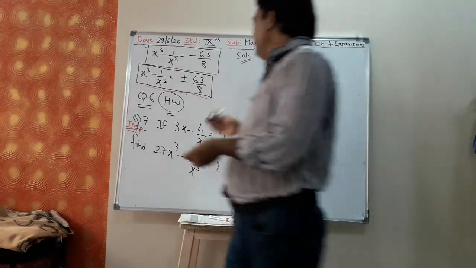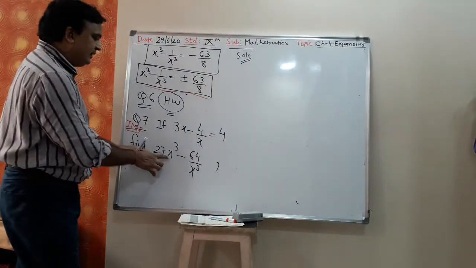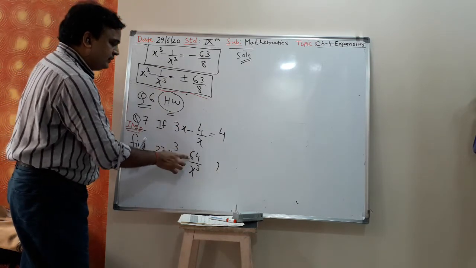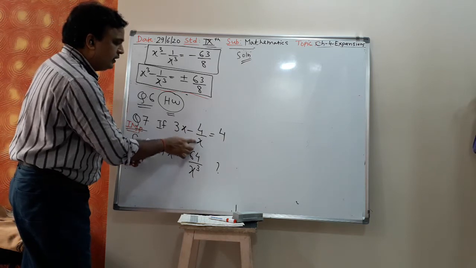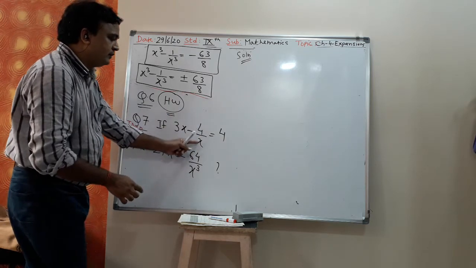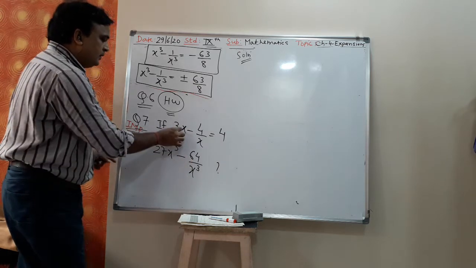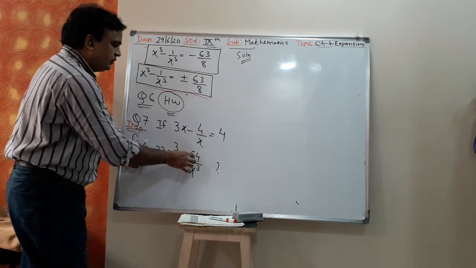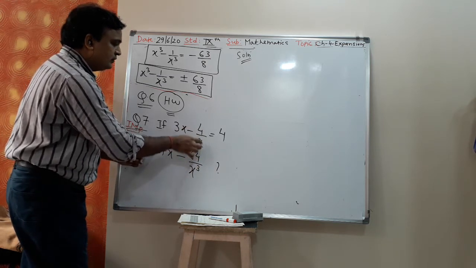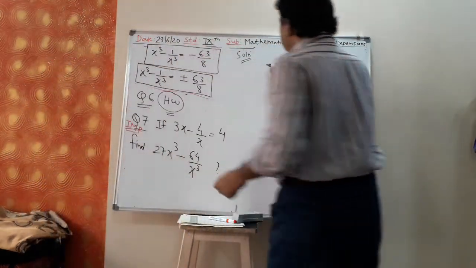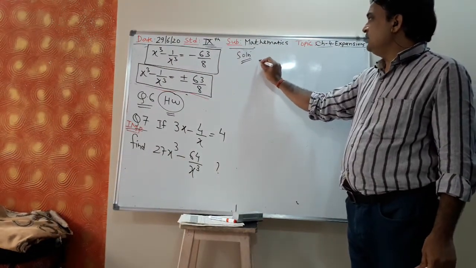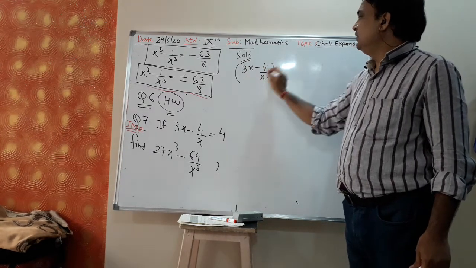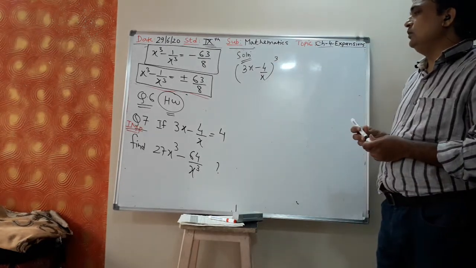So first you identify the problem. This 27x cube is nothing but 3x whole cube, no? And 64 upon x cube is nothing but 4 upon x whole cube. 4 cube upon x cube is 64 upon x cube. So 27x cube is nothing but 3x cube and 64 upon x cube is nothing but 4 by x cube. So I will consider 3x minus 4 upon x whole cube.